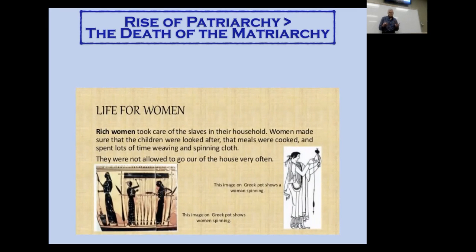And so the slaves were actually part of their household. The word for family, the etymology, actually comes from a word for slave. And so they were seen as part of the household. They were not allowed to go out of the house very often. Why not? Because the patriarch wanted to make sure that the firstborn son had his blood and not somebody else's.